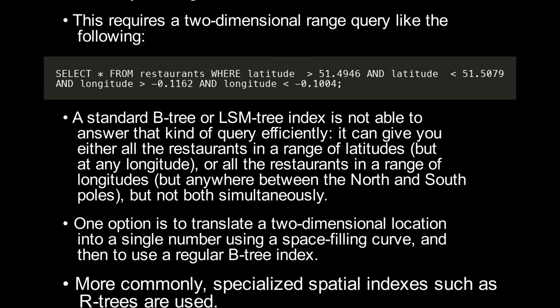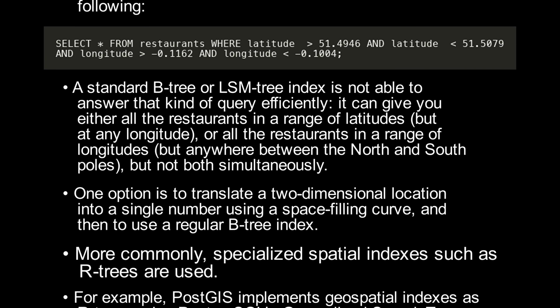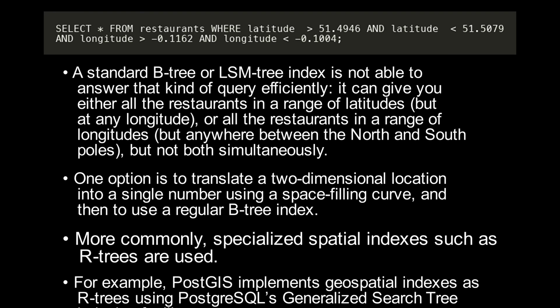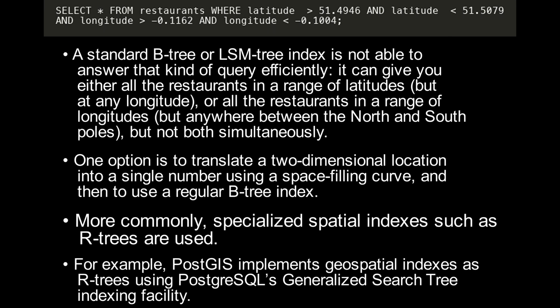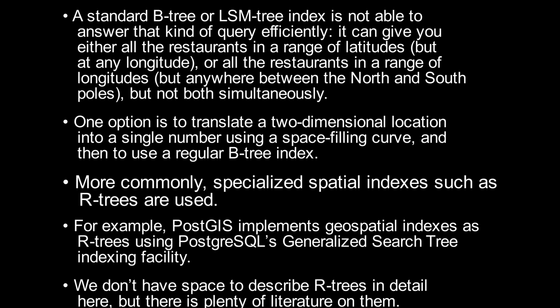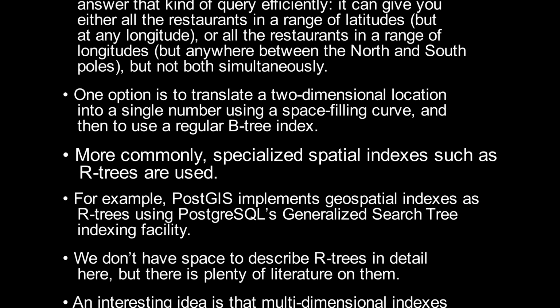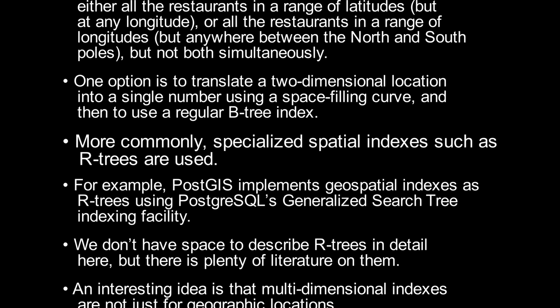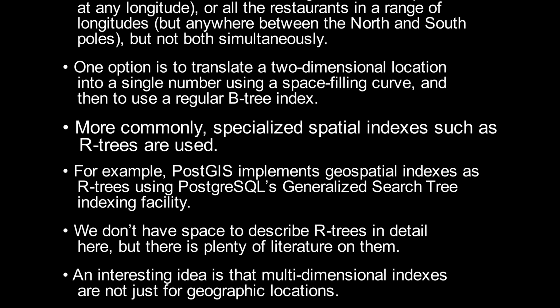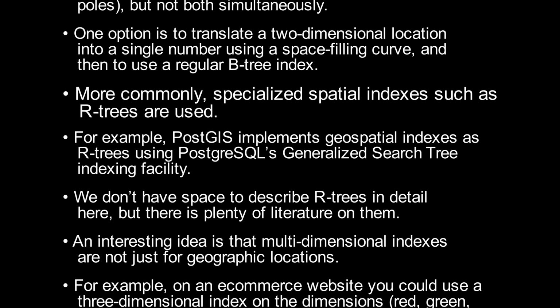One option is to translate a two-dimensional location into a single number using a space-filling curve, and then to use a regular B-tree index. More commonly, specialized spatial indexes such as R-trees are used. For example, PostGIS implements geospatial indexes as R-trees using PostgreSQL's Generalized Search Tree indexing facility. We don't have space to describe R-trees in detail here, but there is plenty of literature on them.